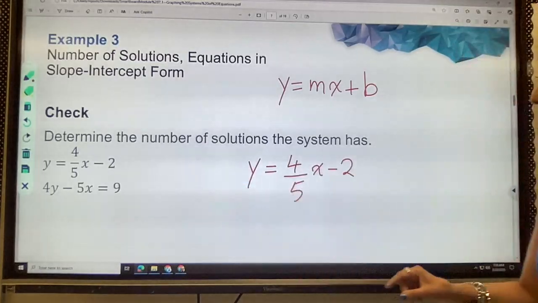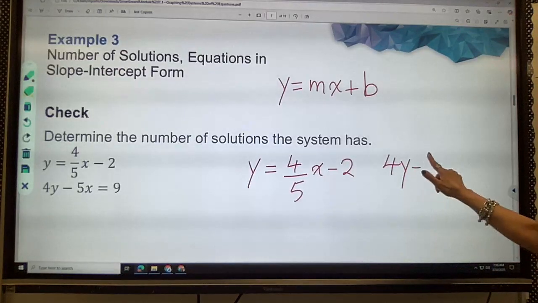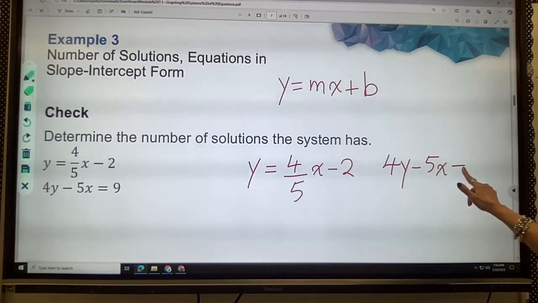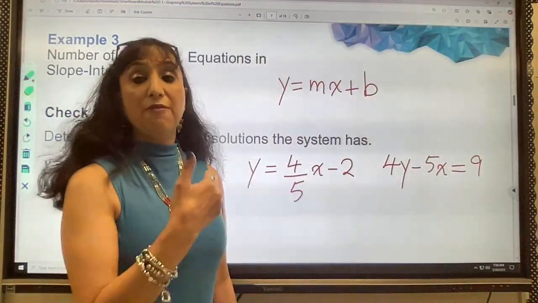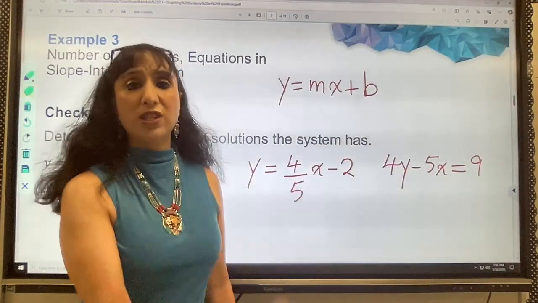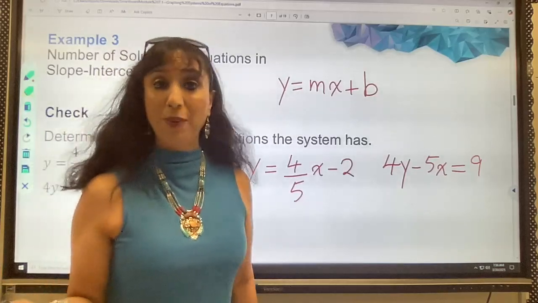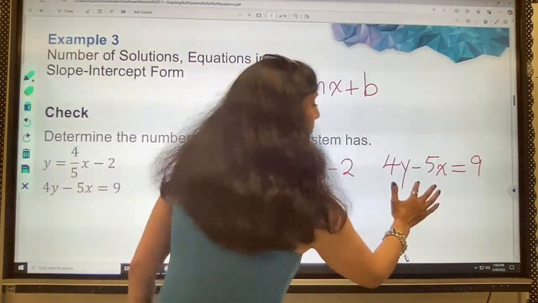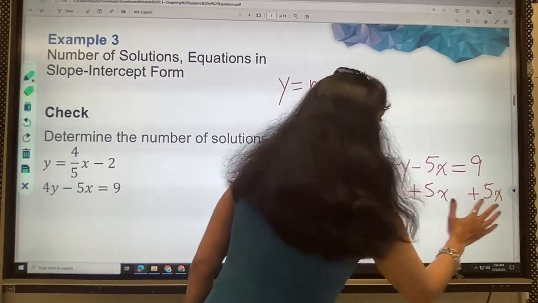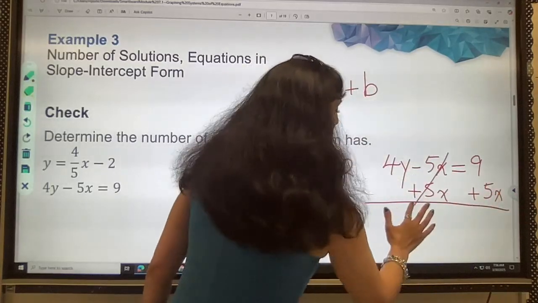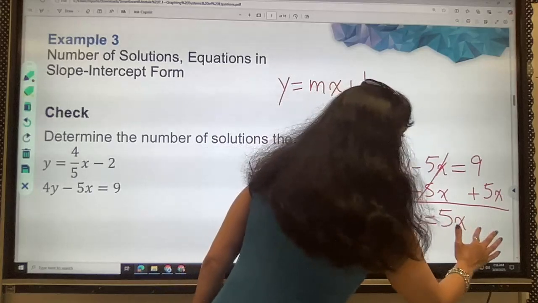My second one has to be changed into the same format. It says 4y minus 5x is equal to 9. So I am going to add 5x to both sides because I'm trying to put it in the format of y is equal to mx plus b, which is slope-intercept form. I add 5x to both sides of the equation, and I get 4y is equal to 5x plus 9.